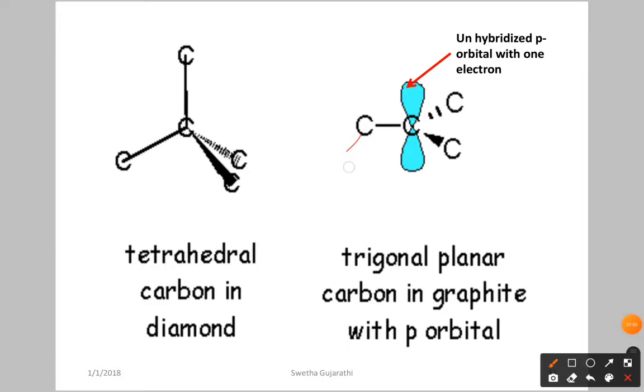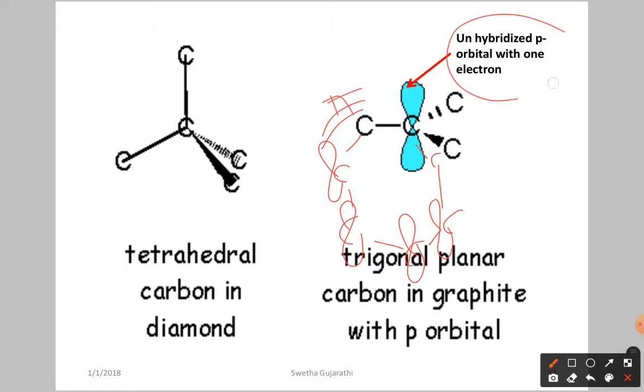Here again I'm going to draw. We are going to get the hexagonal rings. After that we have the unhybridized p orbitals. They overlap together and form a pi bond. As you know very well, an unhybridized p orbital gives a pi bond, and hybrid orbitals give sigma bonds. So in graphite we have pi bonds and sigma bonds.